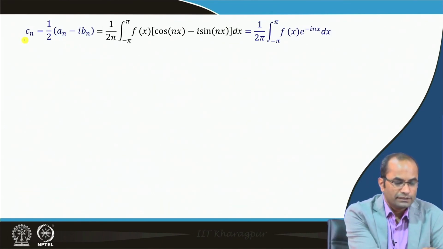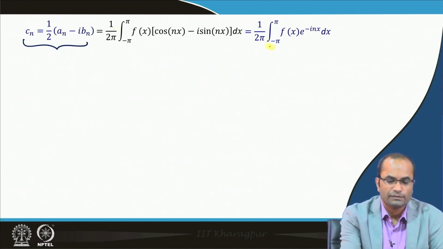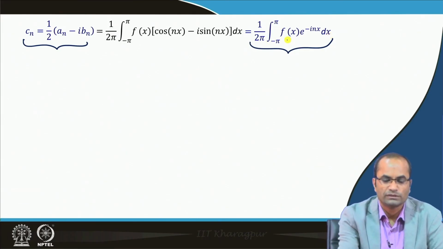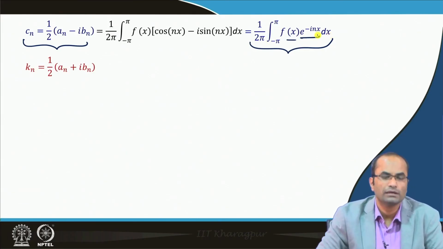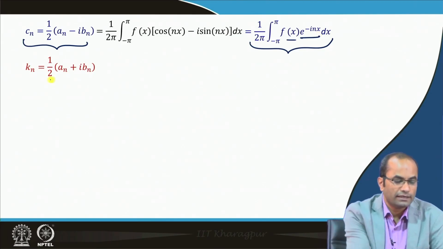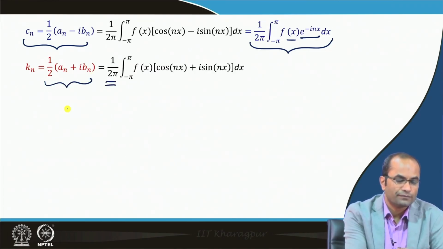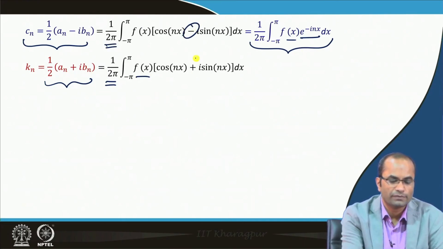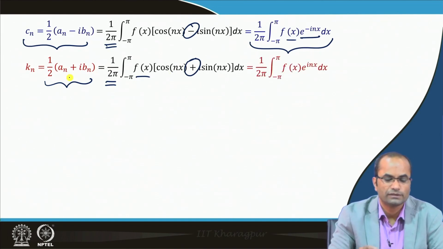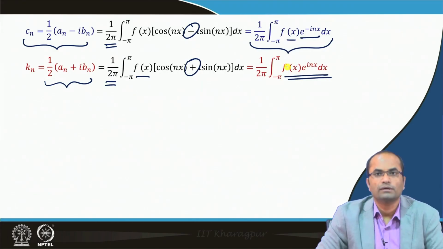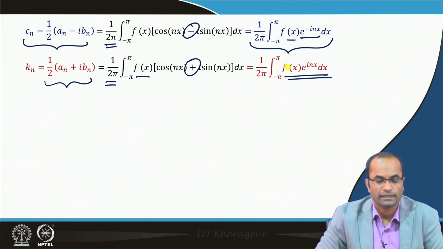So, we have c_n as half of (a_n minus i b_n), and the final expression in terms of f(x) is 1 over 2 pi, this f(x) e^(minus inx). Similarly, we can do it for k_n, and k_n is half of (a_n plus i b_n). Similar to this term we have 1 over 2 pi, and in f(x) the sign will be replaced by the plus sign now, that is the only difference, and finally we will have in the integrand f(x) e^(inx) for this k_n.